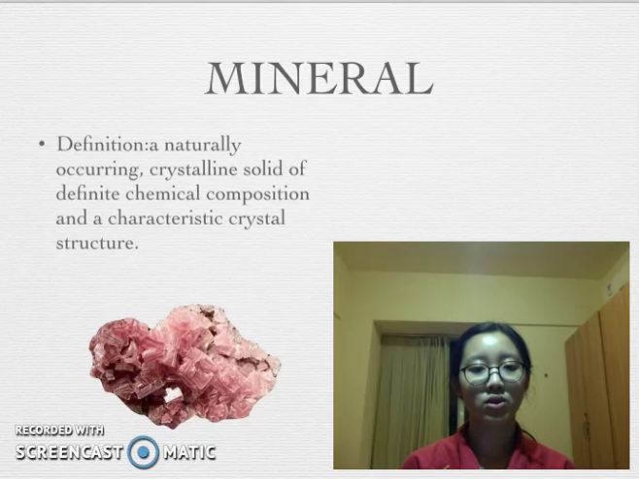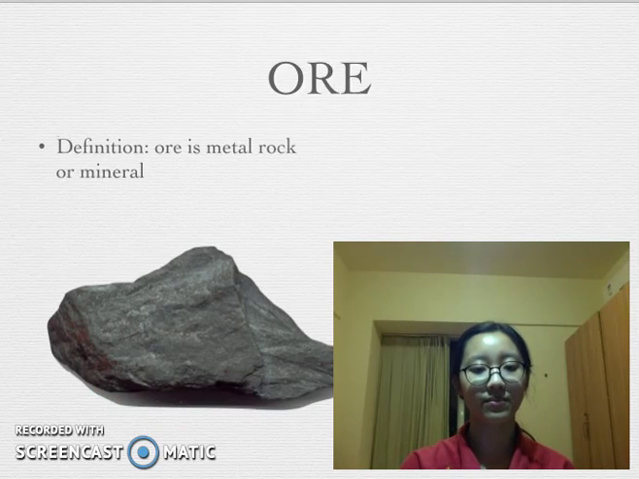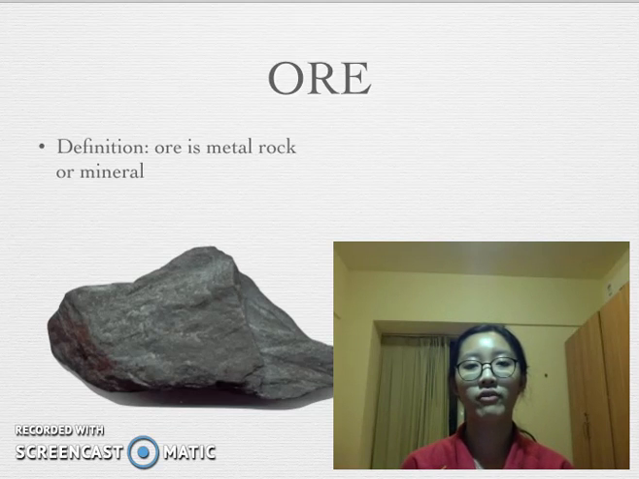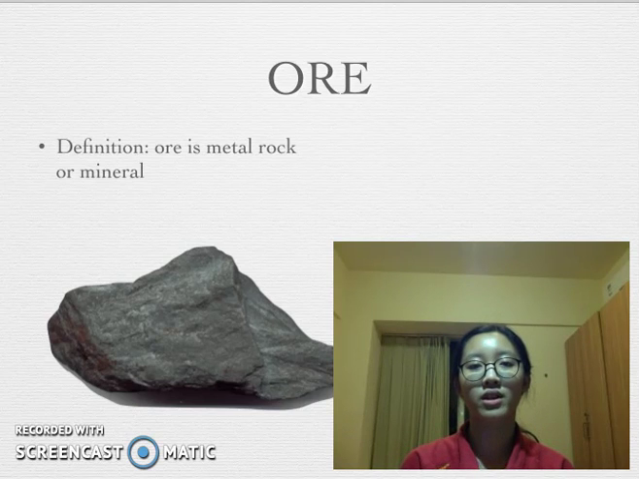Mineral is a naturally occurring crystalline solid of definite chemical composition and a characteristic crystal structure. Ore is a metal rock or mineral. Iron ore is one of the most abundant rock elements, consisting of 55% of the Earth's crust, and is the fourth most common element in the whole world.